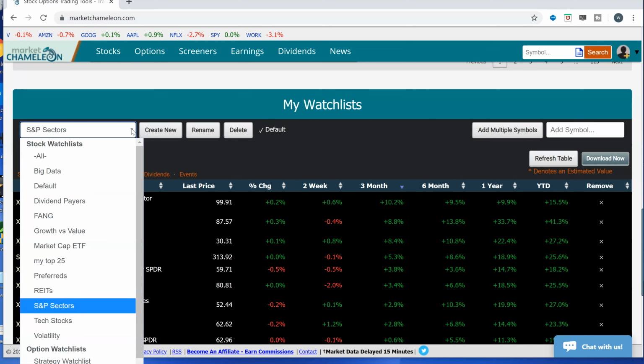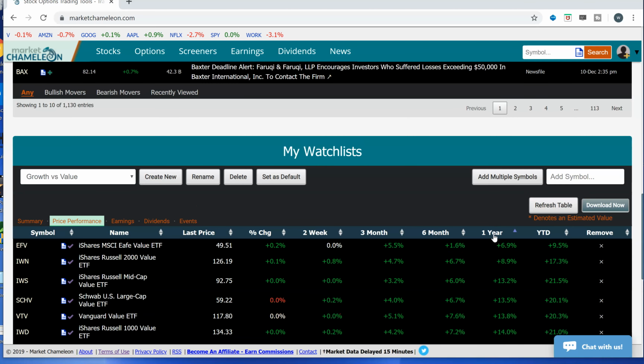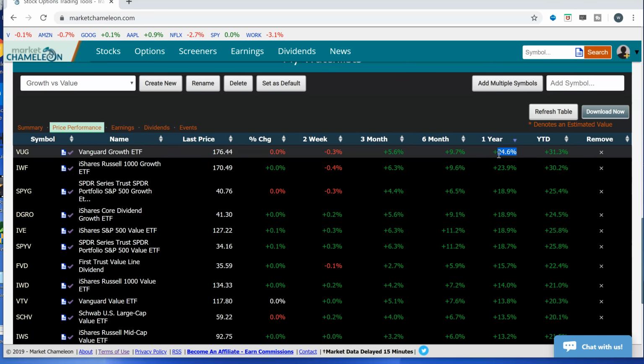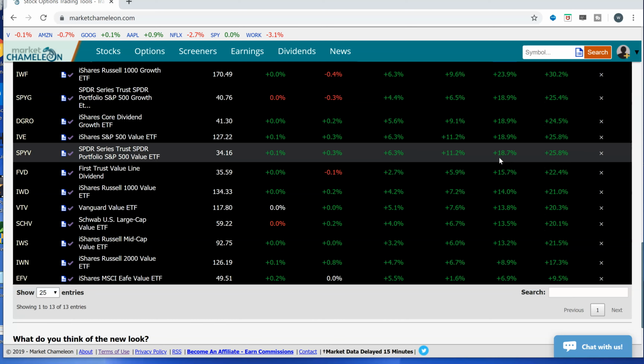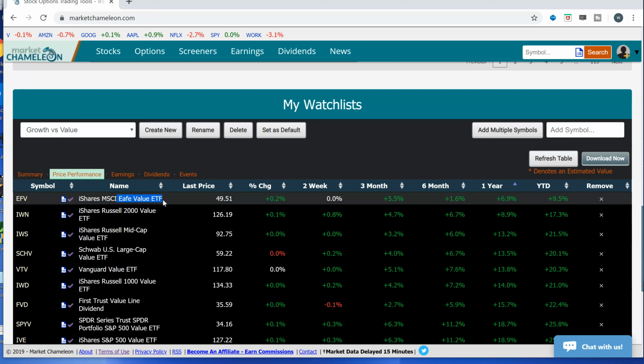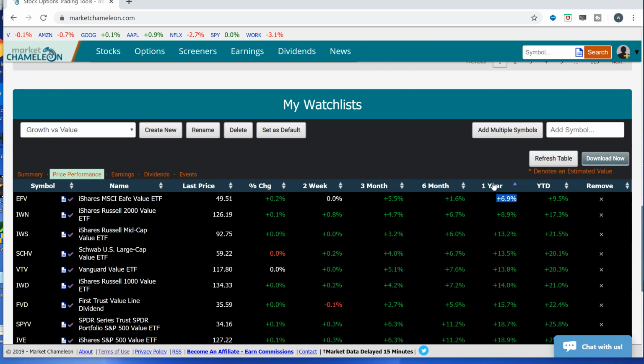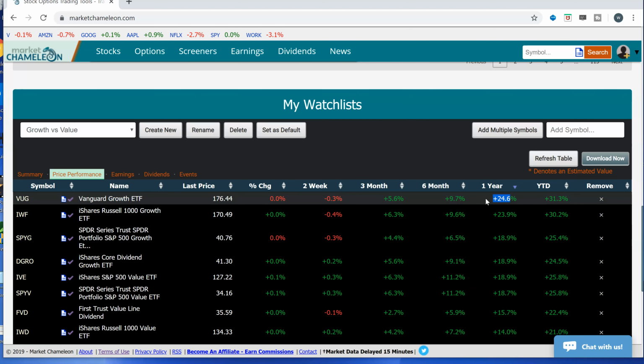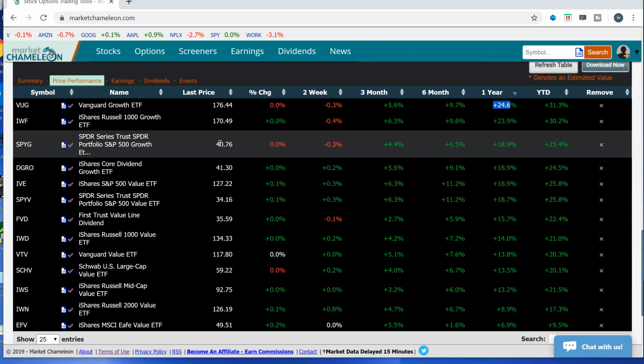Another way to compare, I created a couple different groupings. So here, for example, this is ETFs growth versus value. So in the last year, I'll sort it here. So we see here that growth ETFs have performed really well. It's up 24.6% on a 1 year basis. And then over here, we see that value has underperformed, up 6.9% for the year versus growth of 24.6.